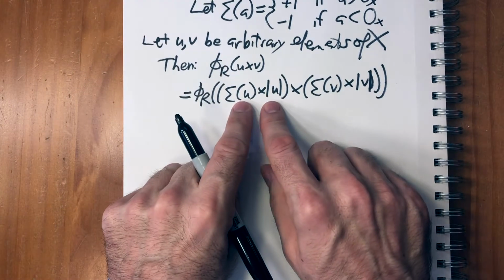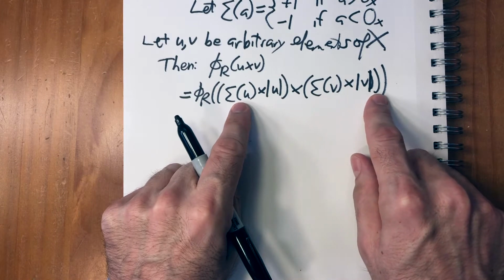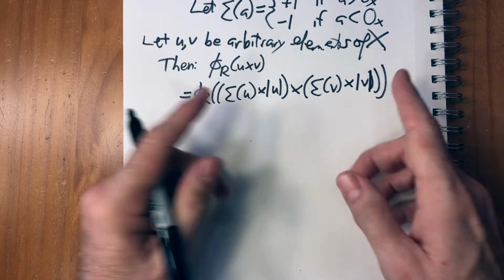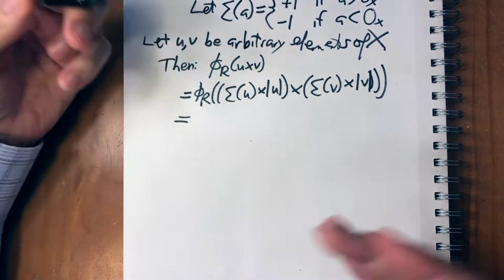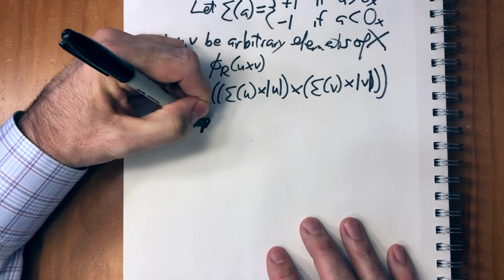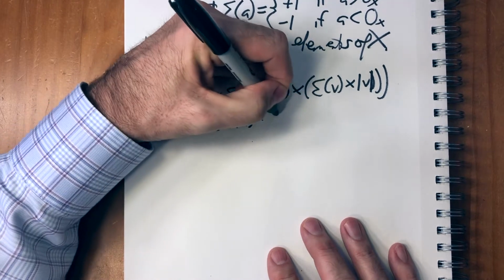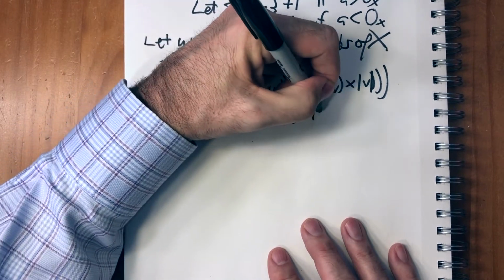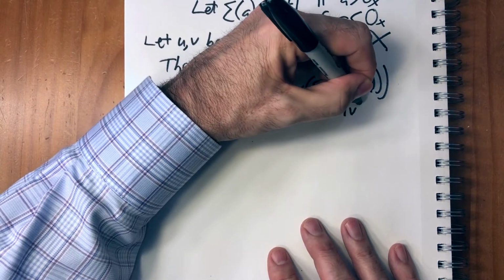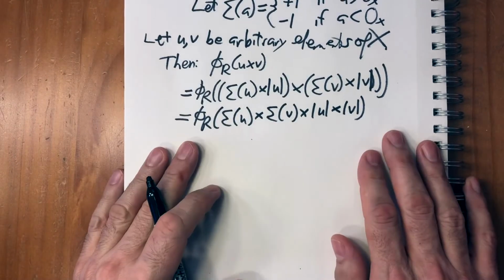Now, this is just four numbers multiplied together, so we can rearrange them because they're commutative. So that means that we have phi r of sigma u times sigma v times the absolute value of u times the absolute value of v. Now you should be able to figure out what we're going to do from here.